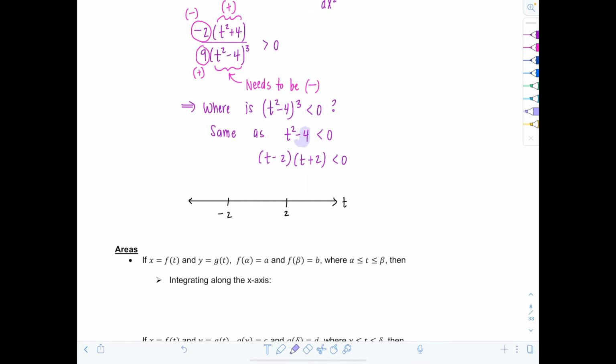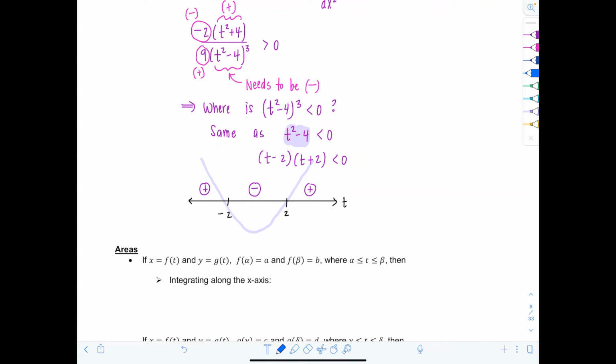So t squared minus 4, if you were to graph it, that would be a parabola opening upwards, and the x-intercepts would be at negative 2 and 2. So the shape goes like this. So I know that that expression is positive on this interval, negative in the middle, positive over here. Another way without thinking of the graph of the parabola is just to use test values.